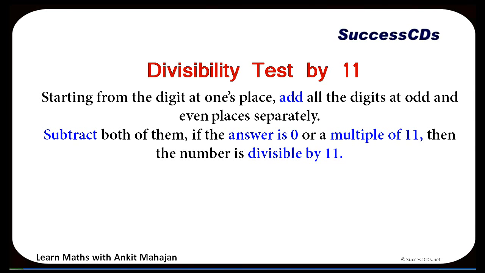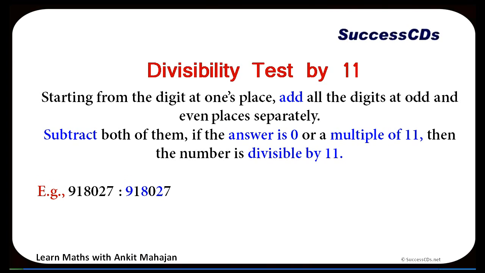Divisibility test by 11. Now this is the trickiest one and probably the most difficult one as well. Look at it very carefully. Starting from the digit at the ones place, add all the digits at odd and even places separately. Subtract both of them. If the answer is 0 or a multiple of 11, the number is divisible by 11.